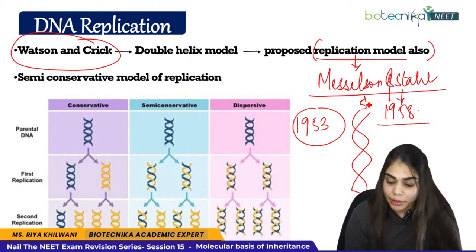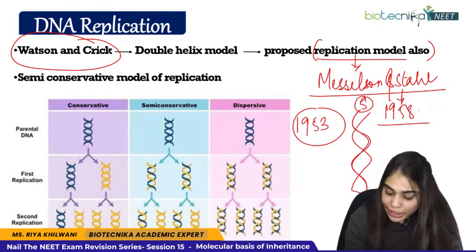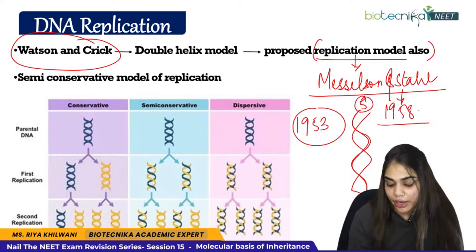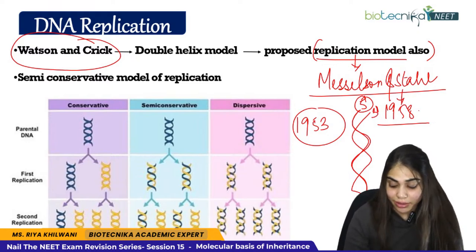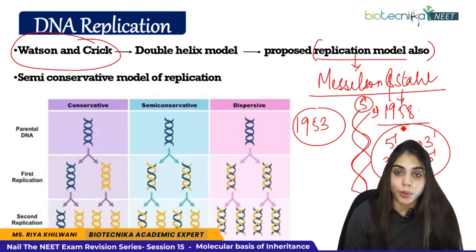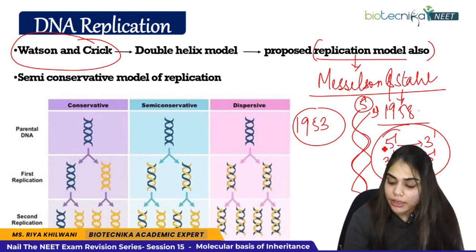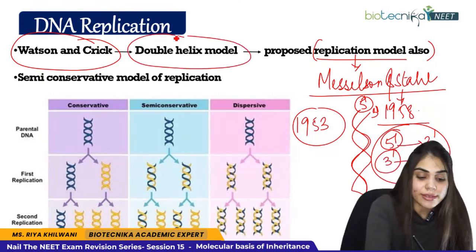What is anti-parallel polarity? Suppose one chain of DNA has the 5 prime end at the start and the 3 prime end at the last, while the other one has the 3 prime end at the start and the 5 prime end at the last. So 5 prime to 3 prime polarity and 3 prime to 5 prime polarity is what is called anti-parallel polarity. Anti means against. One is going from 5 to 3 prime and the other is arranged from 3 to 5 prime. Watson and Crick only proposed a double helical model for DNA. Again, this is a 3-star mark because you may get a question from here.